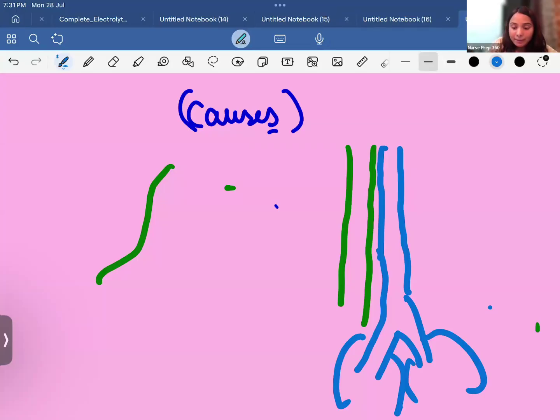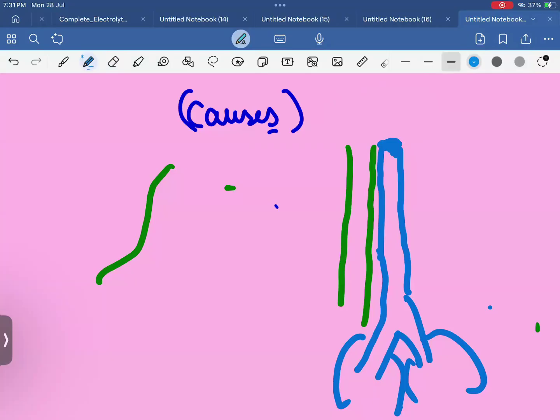There is an epiglottis which covers this trachea when we are eating food. Right or no? When we're eating food, this trachea gets closed. So food particles do not usually enter our airway.